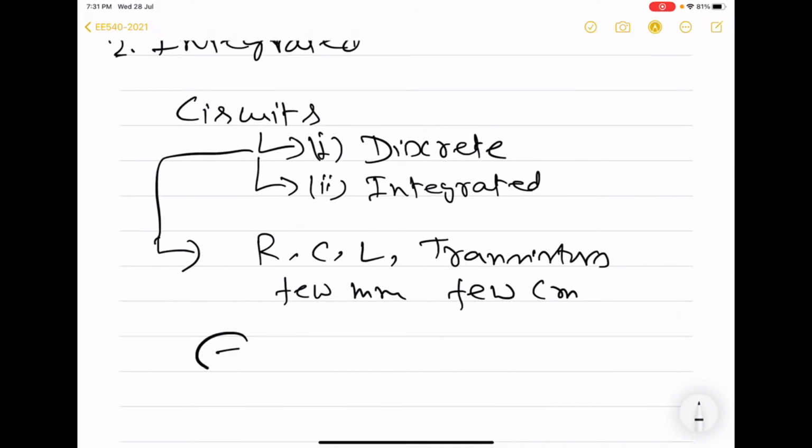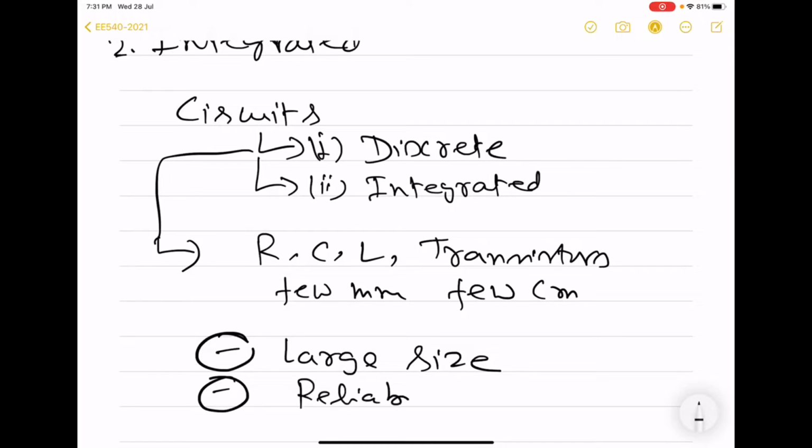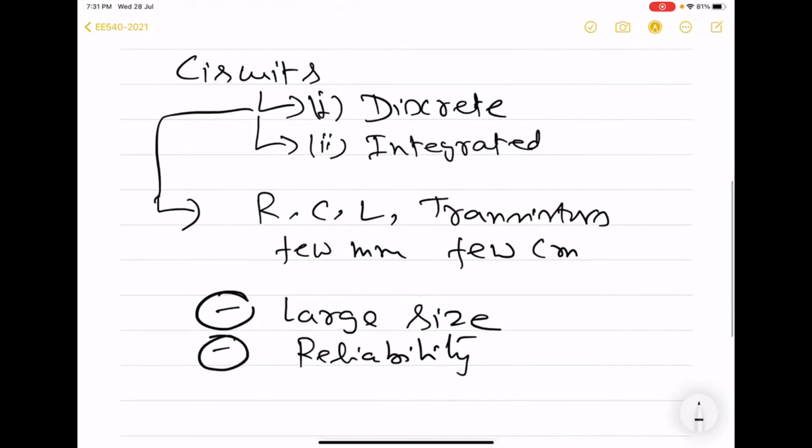So disadvantage is large size, and because each of the components will be exposed to external world, the interconnects tend to break down, and their reliability is low. So these are the two major disadvantages of discrete circuits.